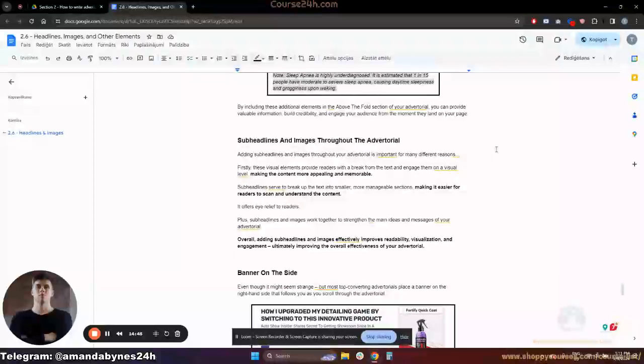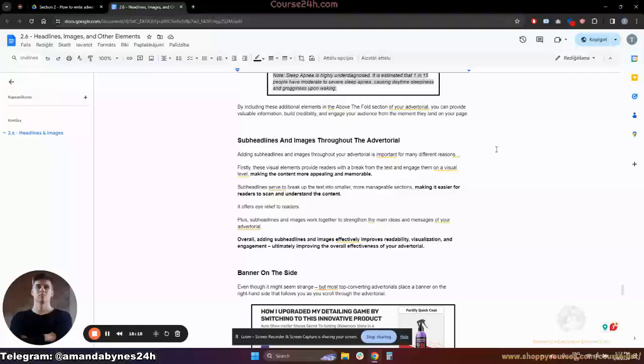And now, subheadlines and images throughout the editorial. Adding subheadlines and images throughout your editorial is important for many different reasons. First, these visual elements provide readers with a break from the text and engage them on a visual level, so it's easier to consume your content and makes it more appealing and memorable. Subheadlines serve to break the text into smaller, more manageable sections, making it easier for readers to scan and understand the content. Also, it will motivate them to read.